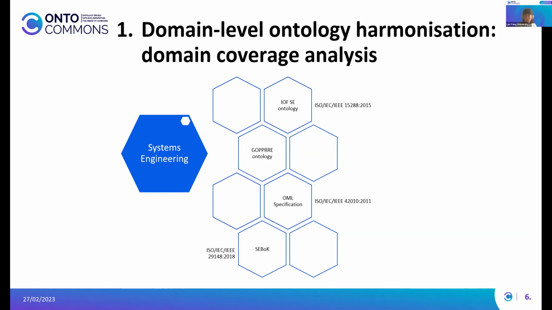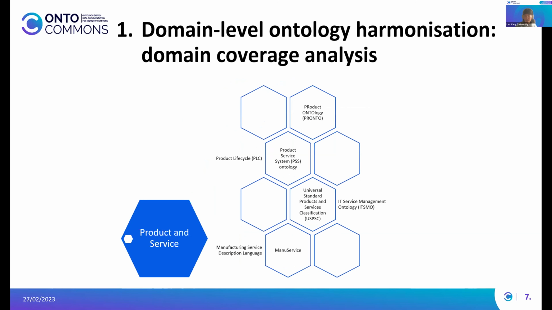For example, the ISO IEEE IEC standards and the SE book and OML specification. And in the product and service focus area, we discovered the PSS ontology, Pronto, the IT service management ontology, etc. So the PSS ontology is a basis ontology for enhancing the engineering of product service systems in manufacturing. And it models all the aspects that affect or potentially affect a product service system.